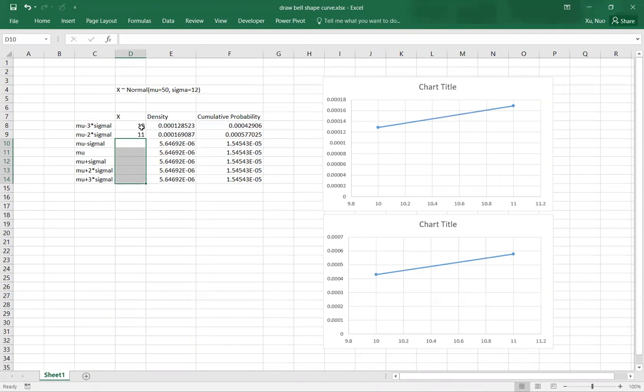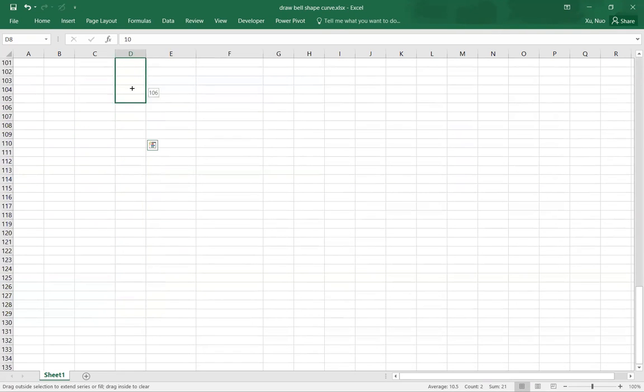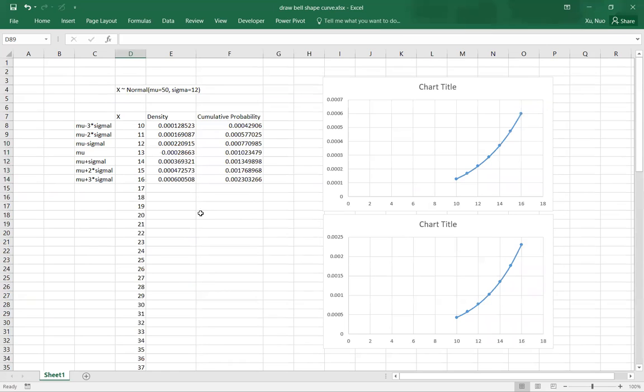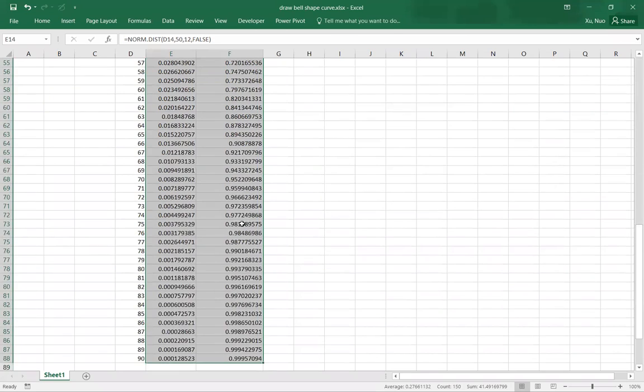autofill to get the sequence of x value. So I will just get up to, say, 93. And again, as I said earlier, I will make it 90, so to make it symmetrical. And for the remaining, now I need to delete this because, of course, they are no longer mu minus or plus sigmas. And here, the same thing, you double click. So the whole thing will be populated.